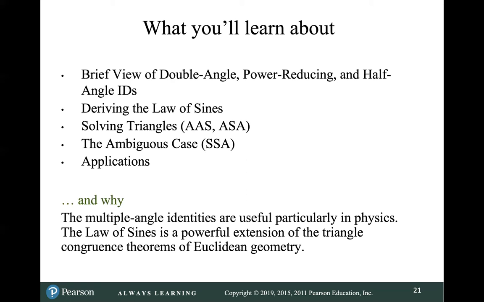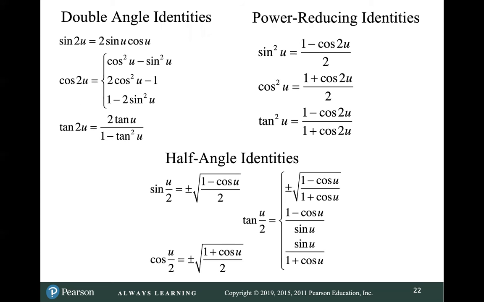Why is this important? The multiple angle identities, those are the identities that I'm just going to show you very briefly, are useful particularly in physics. They're not particularly useful to memorize all of, but being able to recognize them is always helpful. And then the law of signs is a powerful extension of the triangle congruence theorems that you might remember from geometry.